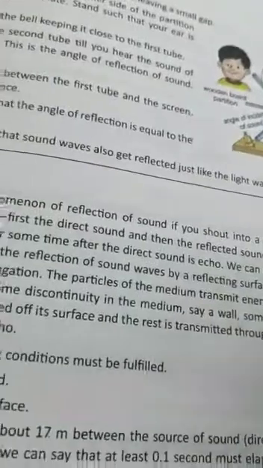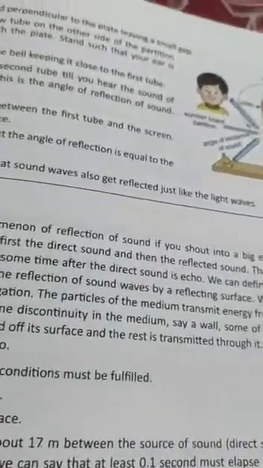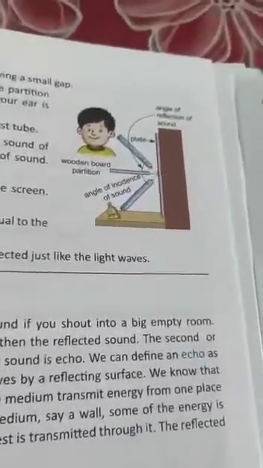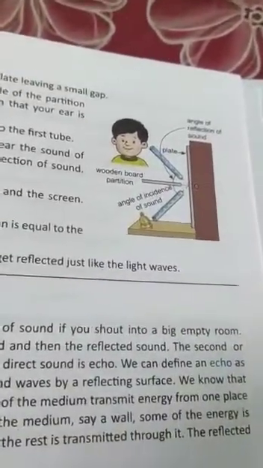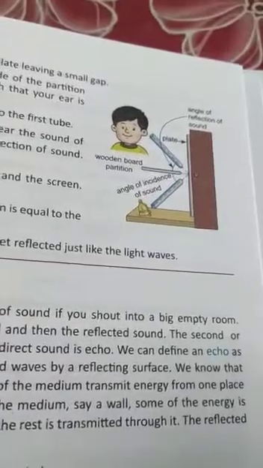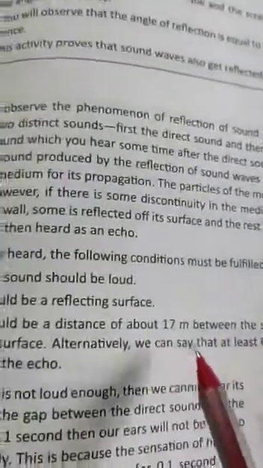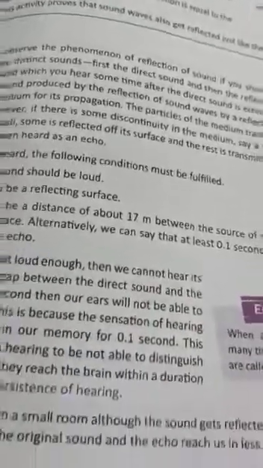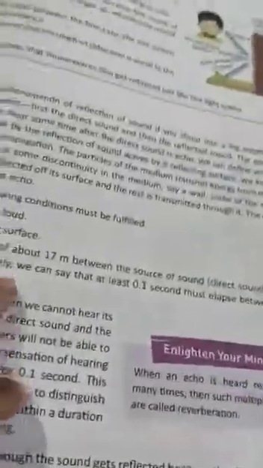Since the sound has to travel an equal distance in going up to the reflecting surface and coming back, 33 divided by 2 gives 16.5, so approximately we take 17 meters. Clear? Now, what is absorption of sound, children?